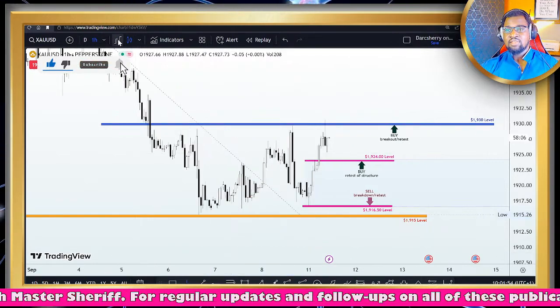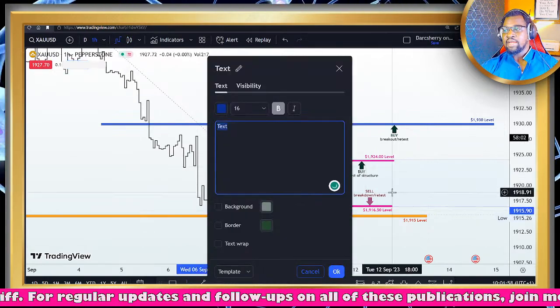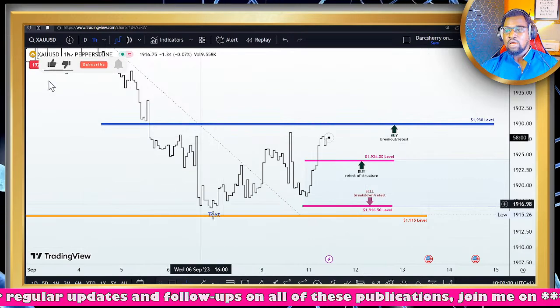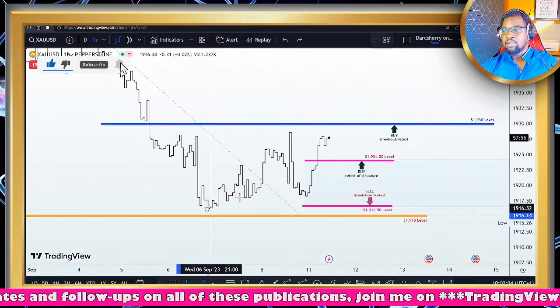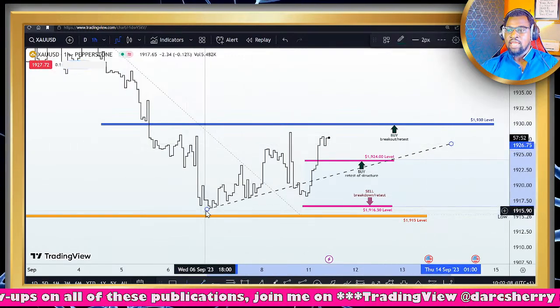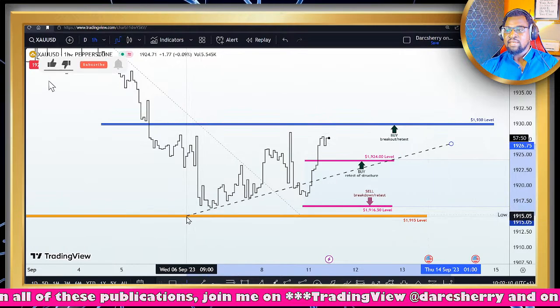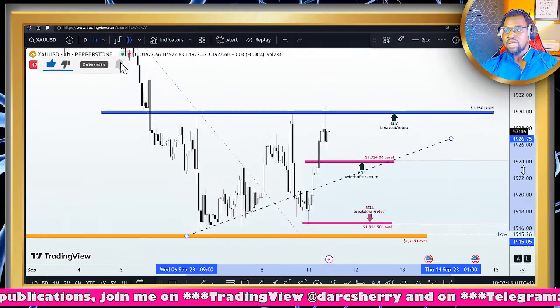Now, there's another thing I would like us to mark out on this chart to help guide our decisions for today, and that is our trend line. So if we connect the series of higher lows here, we have an ascending trend line to help us feel comfortable in our buy position.